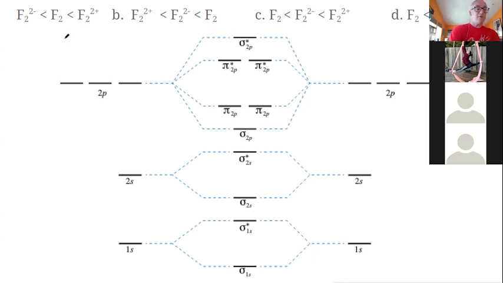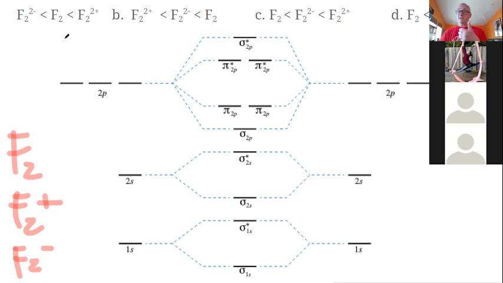So here, let's start over and look at F2, F2 plus, and F2 minus, and we'll see. The question is, which one of these three is the strongest? By strongest, what are we going to calculate to determine bond strength? What is it we're going to try and figure out to tell us which of these three has the strongest bond? Bond order. Right, John. Whoever has the highest bond order has the greatest bond strength.